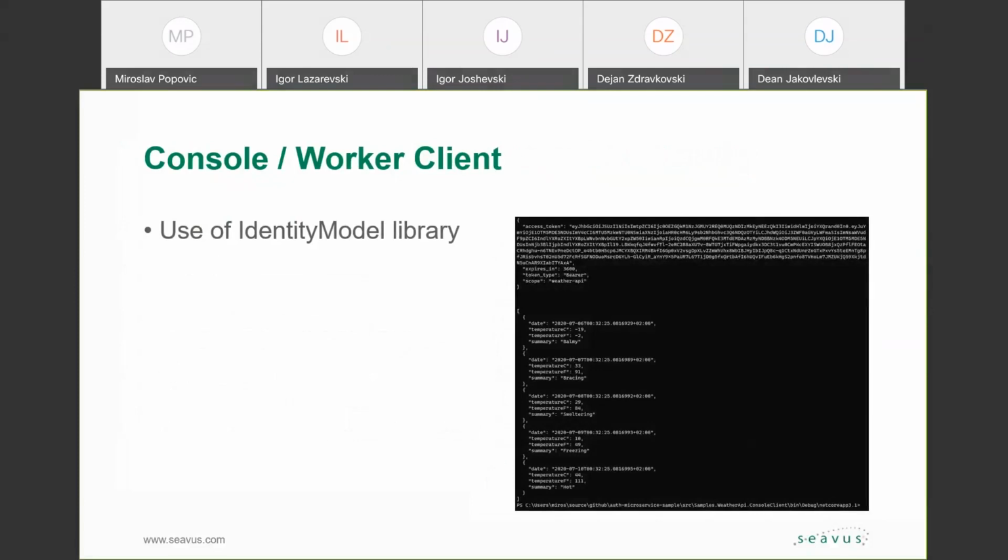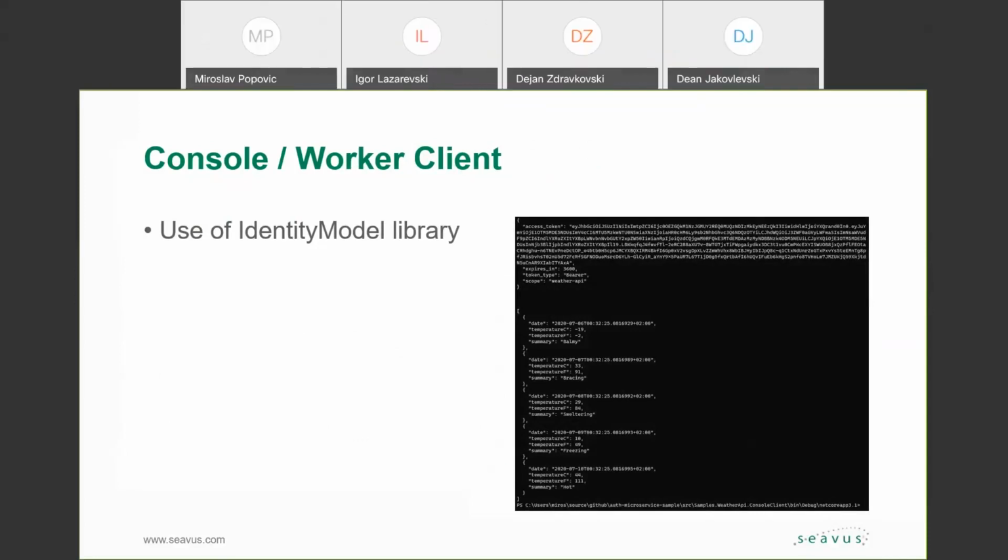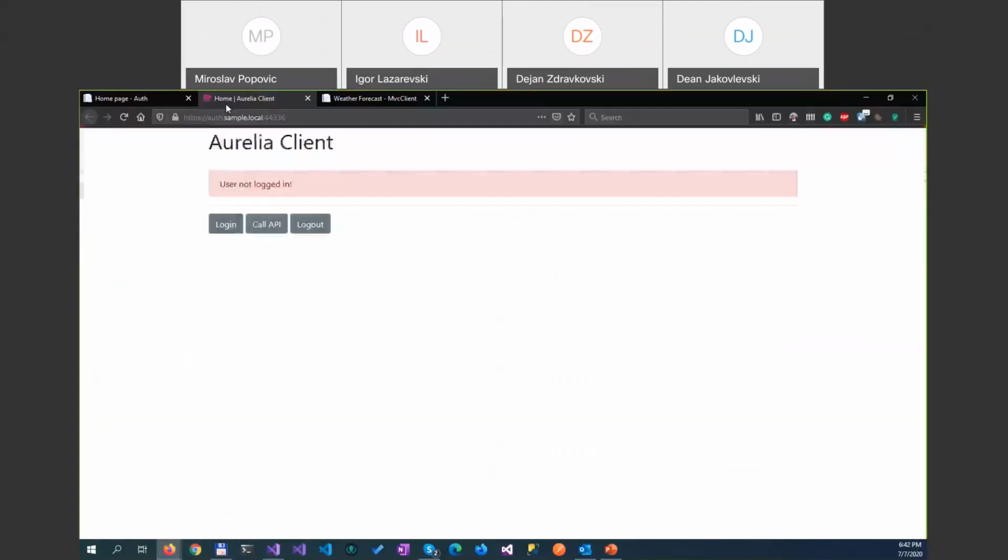So one of the clients is the console client. We also have the worker client. The console client uses the client credentials flow. It uses this IdentityModel library to get this well-known JSON document, which I didn't show. So let me just briefly show that.